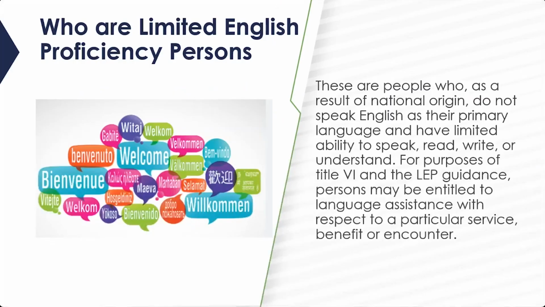So who are LEP persons? They are individuals who, because of their national origin, do not speak English as their primary language and have limited ability to speak, read, write, or understand. So under Title VI of the National Civil Rights Act and LEP guidance, these individuals may be entitled to language assistance for specific services or benefits.